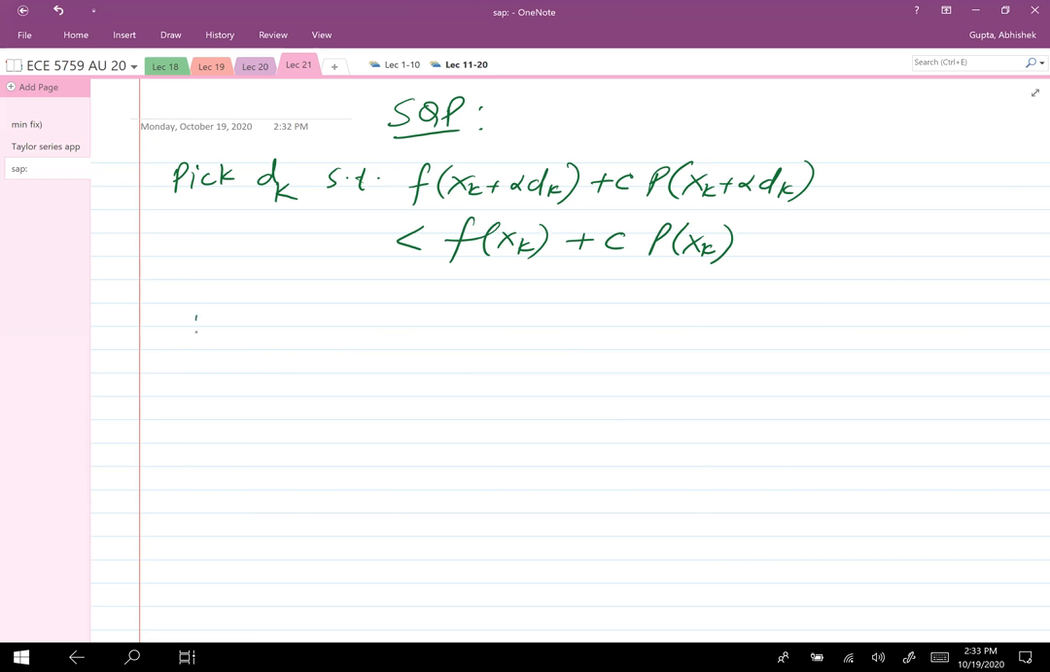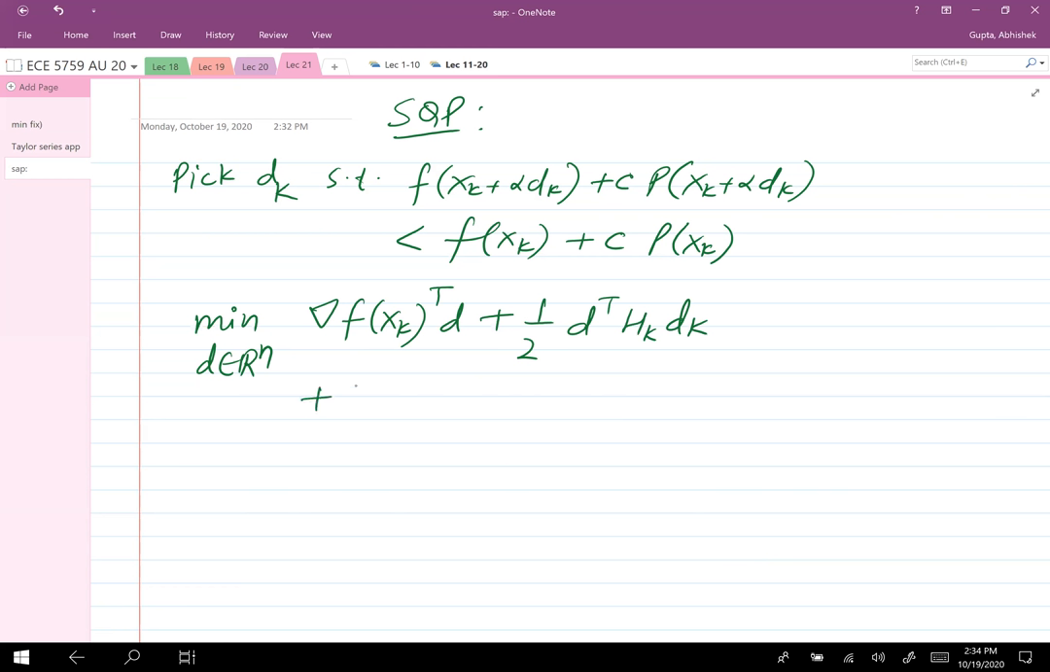I want to solve the following problem. I want to minimize over d in Rn gradient f of xk transpose d plus half d transpose Hk d plus c times the maximum over j. Typically you would pick Hk to be the identity matrix or some second derivative of the Lagrangian, or whatever you can compute easily, some approximation of the second derivative of the Lagrangian.